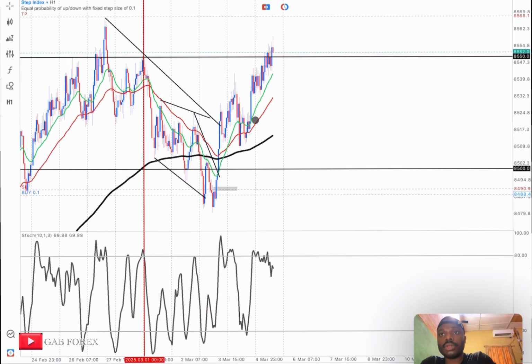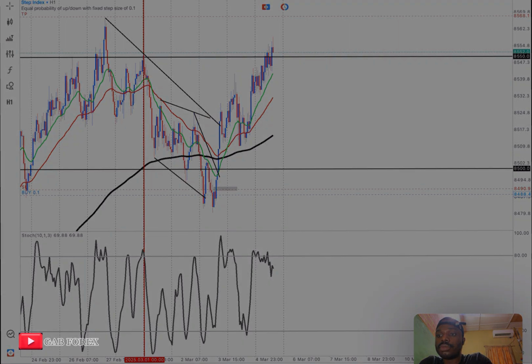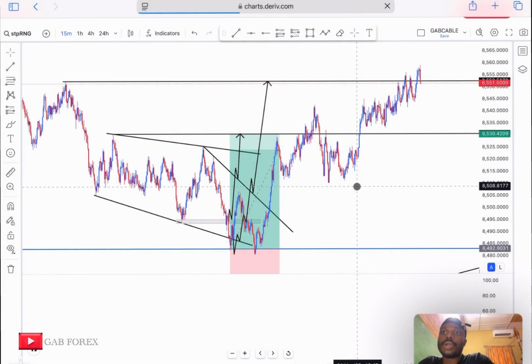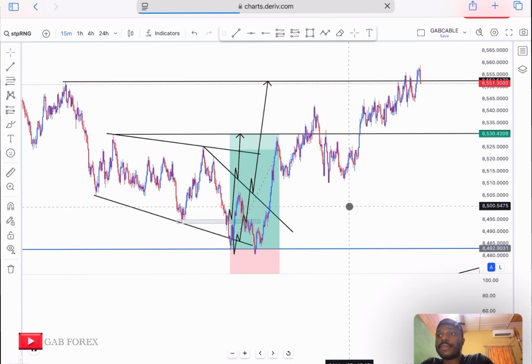Alright, so on the 15 minutes I don't usually use indicators, okay, because 15 minutes and downward is for my entry, if you know what I mean. So guys, let's go now to TradingView. Okay, you're welcome to my TradingView platform.